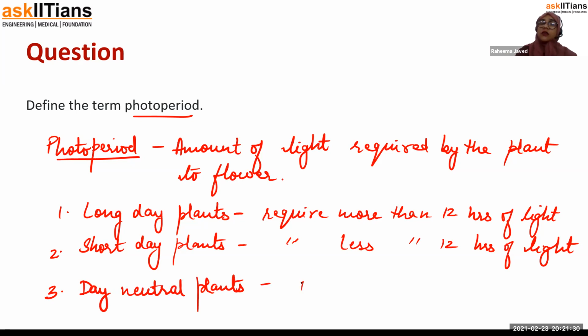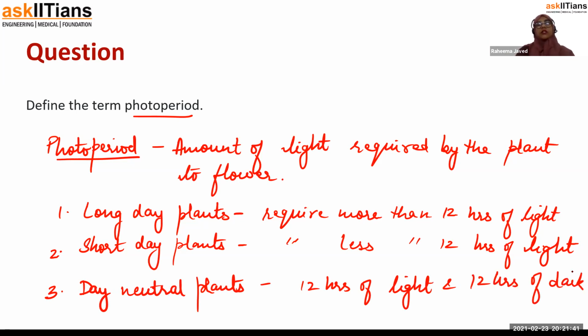Day neutral plants require 12 hours of light and 12 hours of dark. So this is photoperiod, and these are the three types of plants depending upon the amount of light that they require.